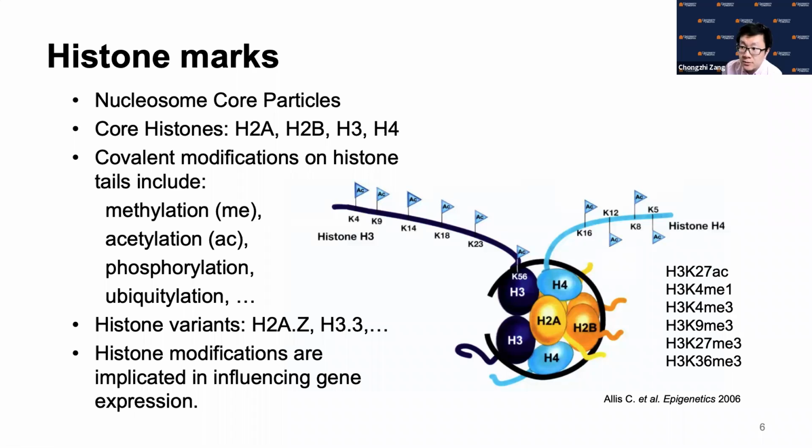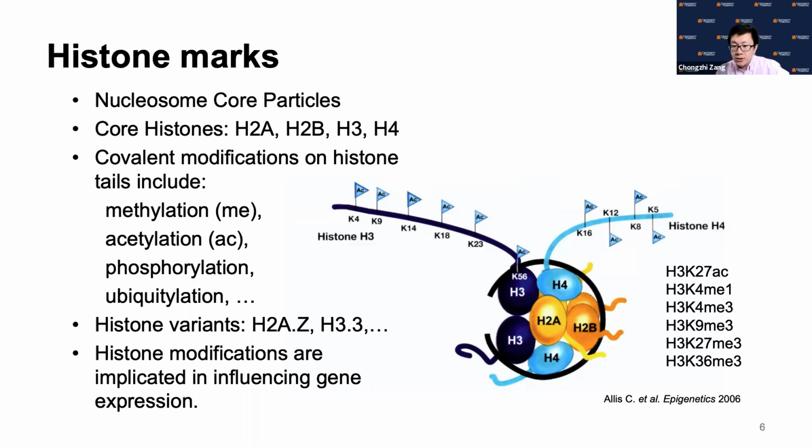In addition to histone modifications, there are histone variants. Some commonly seen ones include H2AZ and H3.3. All of them have different associations or functions in the genome associated with gene expression. So in general, histone modifications are implicated in influencing gene expression.